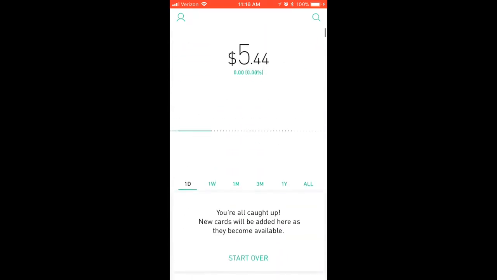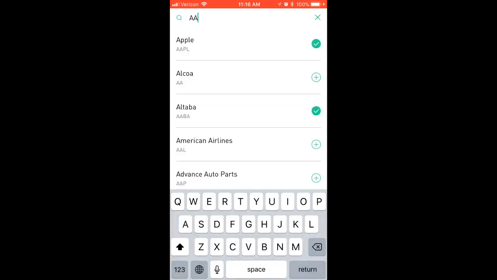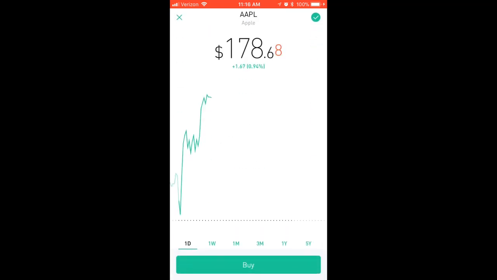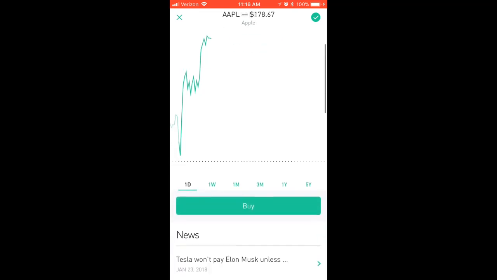This is my watch list. You can search for any stock here. Robinhood supports most of the big stocks. Some of the low cap stocks it does not support. So here's Apple, for example.